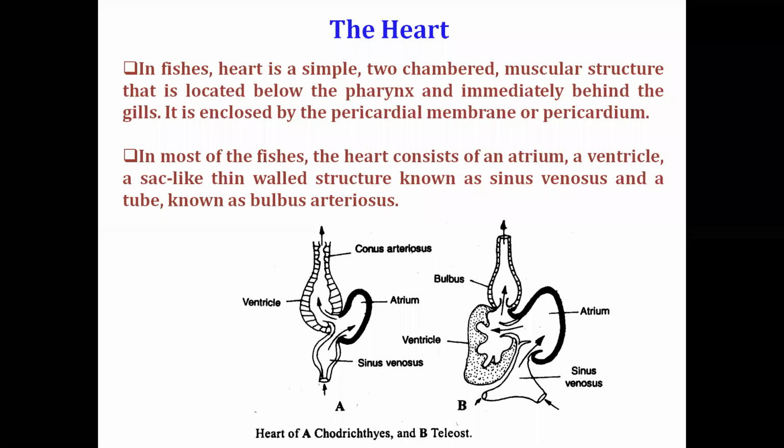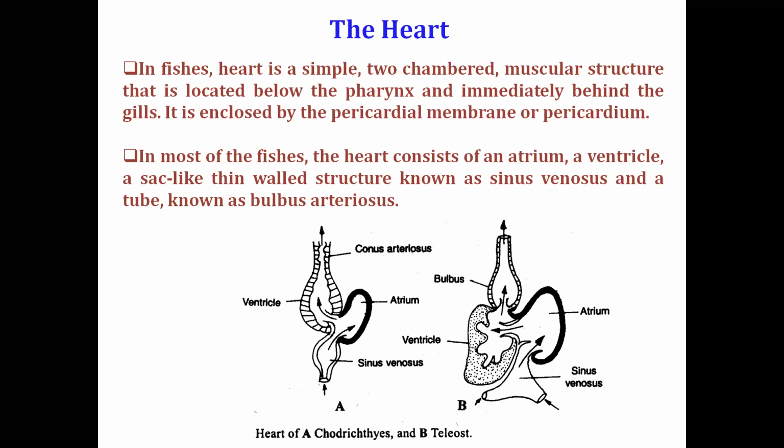The fish has a two-chambered heart, which is located below the pharynx and immediately behind the gills. The heart is enclosed by a membranous structure known as the pericardial membrane. Between the pericardial membrane and the heart there is some fluid, known as pericardial fluid. So the heart is enclosed inside a thin-walled bag, the pericardial membrane, and the fluid between them is the pericardial fluid. The fish has a two-chambered heart, so it has one atrium and one ventricle.